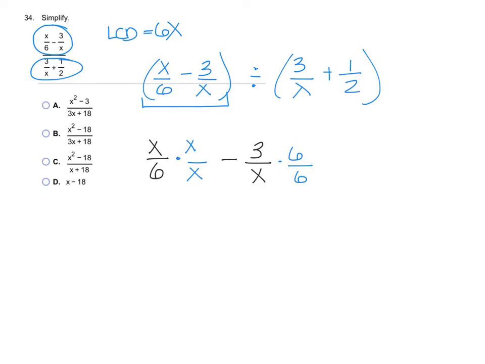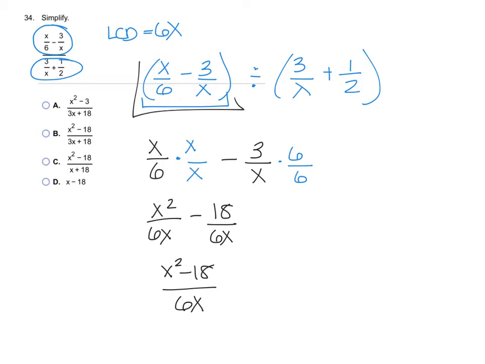If I do that, I get an x squared over 6x for my first fraction, and I get 18 over 6x for my second fraction. Now that they have the same denominator, I can subtract the numerators, so this leaves me with x squared minus 18, and then I keep the denominator, which is 6x. Alright, I just subtracted this first set of fractions.